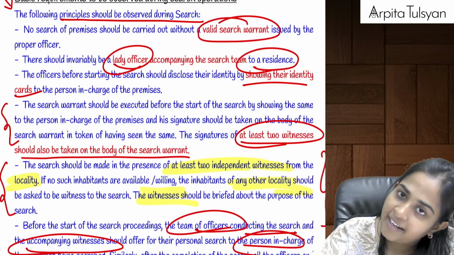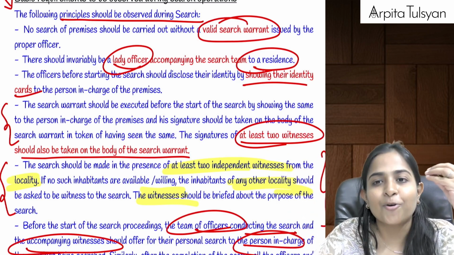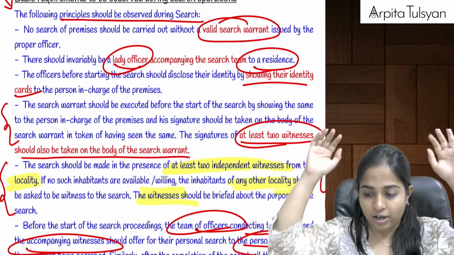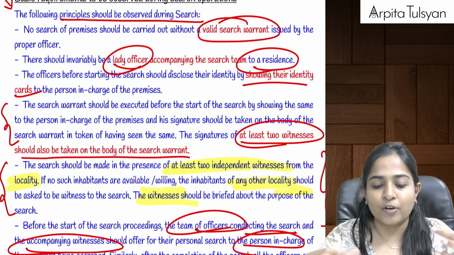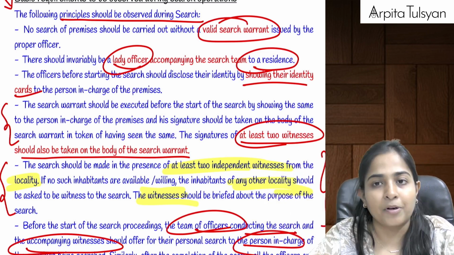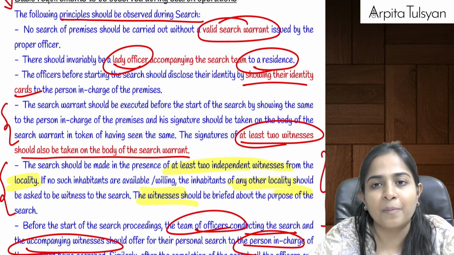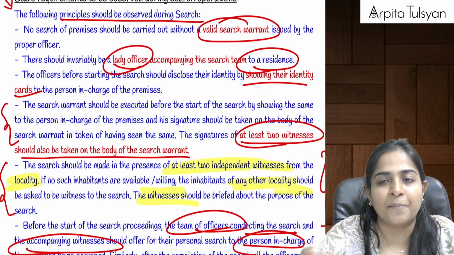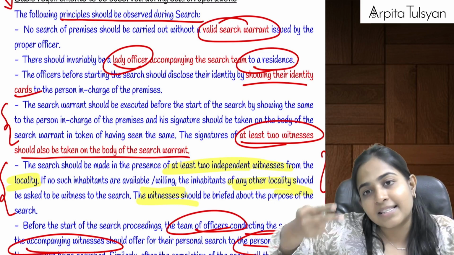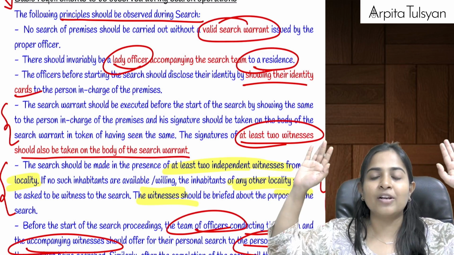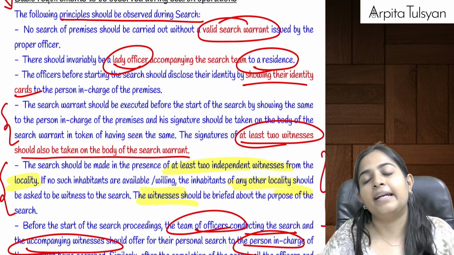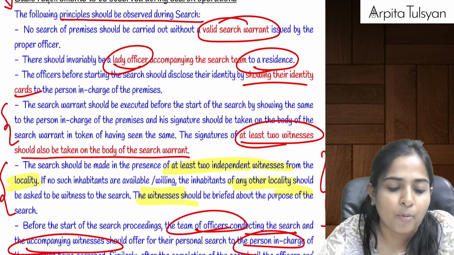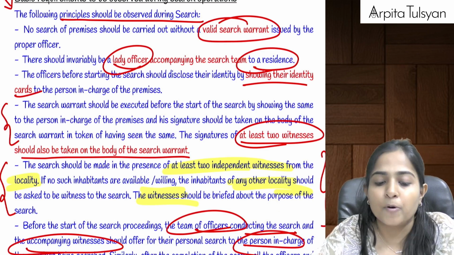Now the most interesting point: before starting the search, the officers should offer themselves for search. The officers will offer themselves for search to the person in charge or to the owner of that particular premises, to show that they are not bringing anything with them into that premises. And similarly, once the search is done, they will also offer themselves for search, so that they are not taking anything from your premises. Such type of claims should not come on the officers. That's why such a procedure.